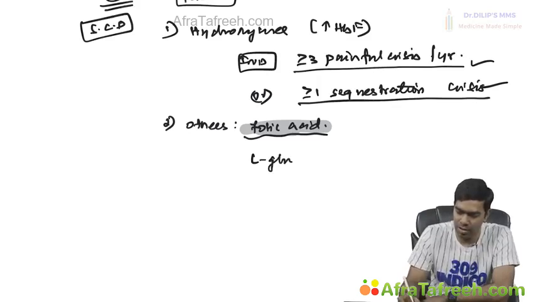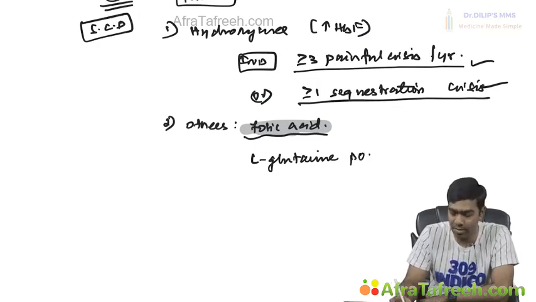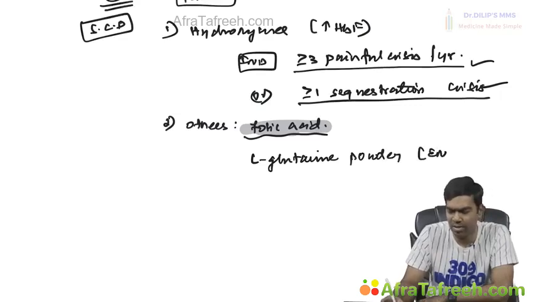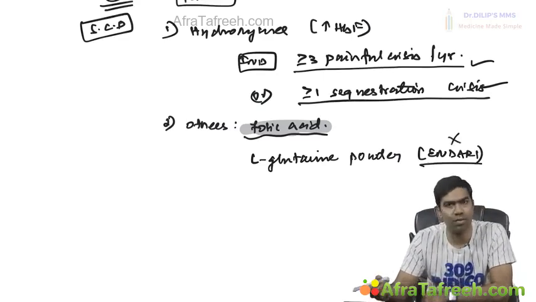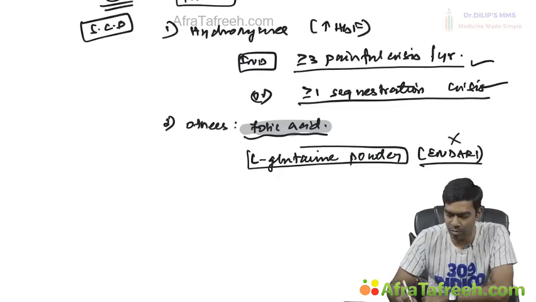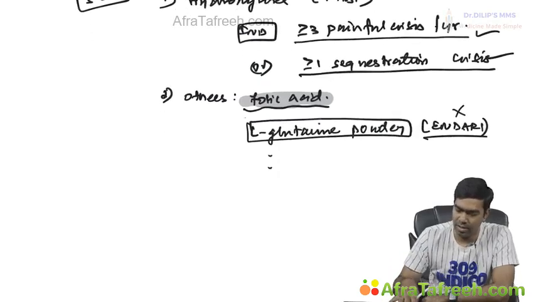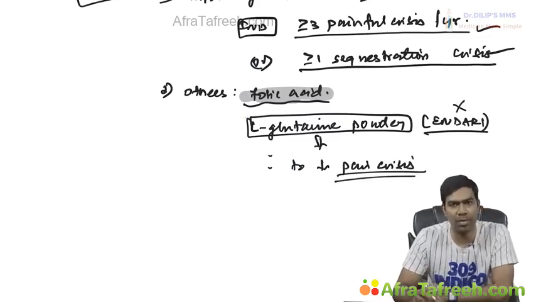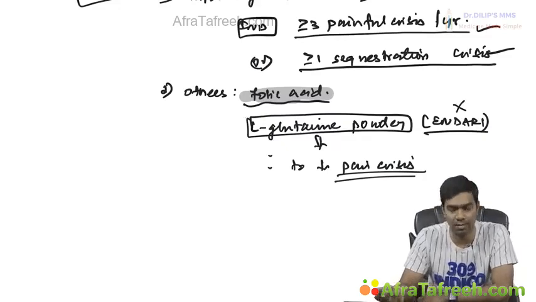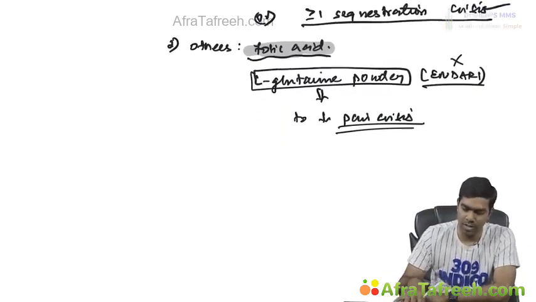Then you have something called L-glutamine powder. This was one of the popular articles in NEJM some 6 years back. This L-glutamine powder is coming as a brand name called Endari. This is not needed actually for exams, but anyway you can remember, this L-glutamine powder is indicated to decrease the incidence of pain crisis, to prevent pain crisis. So these are some of the treatment aspects for sickle cell disease.